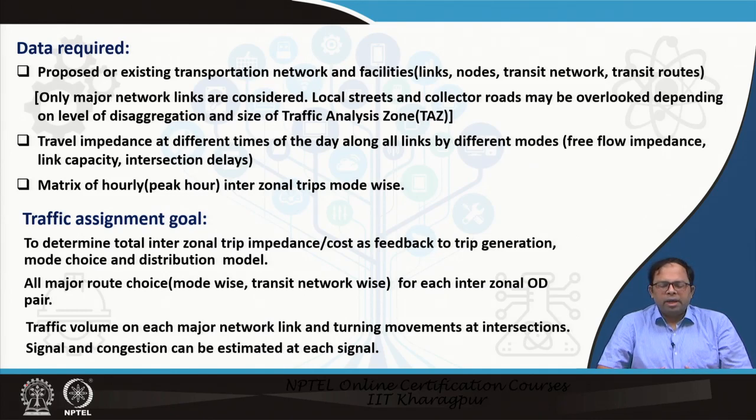And what do we mean by travel impedance? We need to understand what is free flow impedance, what is link capacity, what are the intersection delays, along with the total travel time. So, travel time is actually composed of many parts. It is composed of the intersection delay, and it is a result of the link capacity and the free flow impedance. That means if there is no congestion, then there is free flow, and that will take a certain amount of time, which is impedance, and then when the capacity increases, that will reduce. So, all this information is required for this particular network.